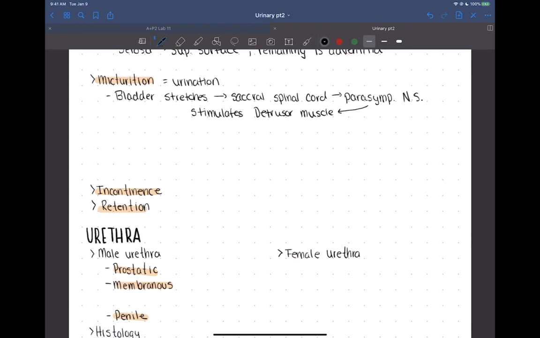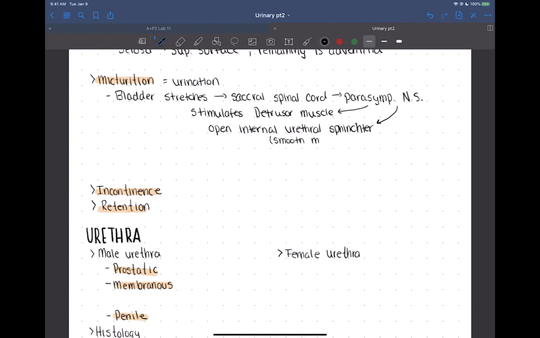Okay, and so when that detrusor muscle contracts, it's going to correspond to an opening of the internal urethral sphincter. So that's going to correspond with contraction of the detrusor muscle. That internal sphincter is smooth muscle.